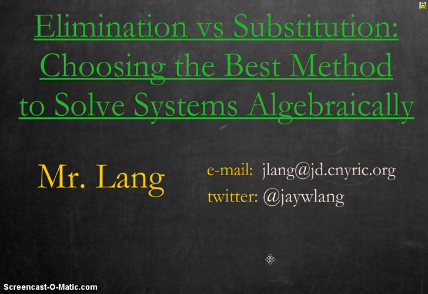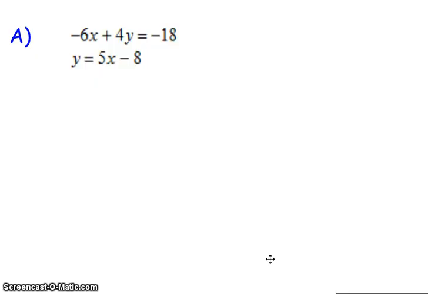So really all you need is a sheet of paper and we're good to go. So let's get started. Alright, the first one here. We've got negative 6x plus 4y equals negative 18. And then we've got y is equal to 5x minus 8. So we've got a system of linear equations. These are both lines. And we could solve this by graphing, but that's the way that takes the most time, I think, and is the least accurate. So let's solve this algebraically using either elimination or substitution.